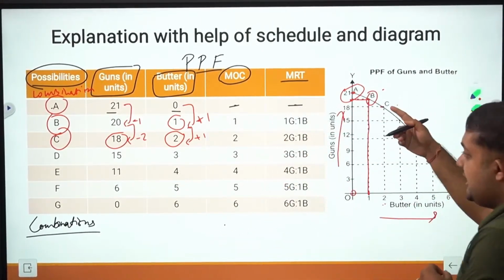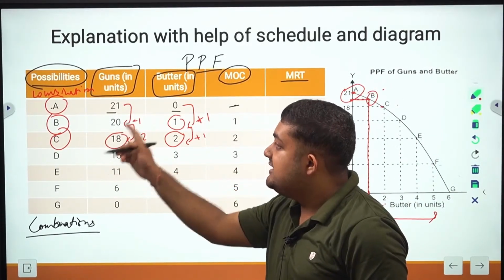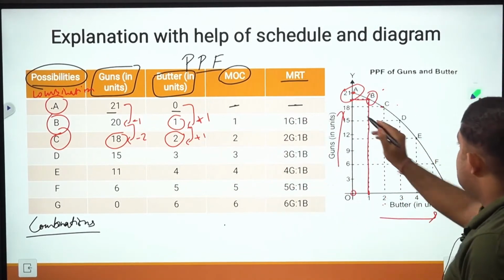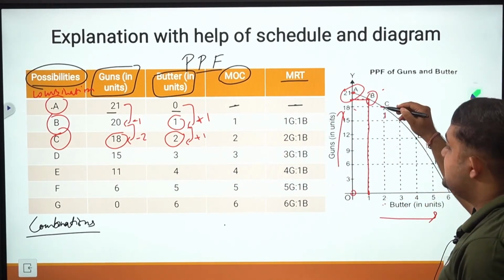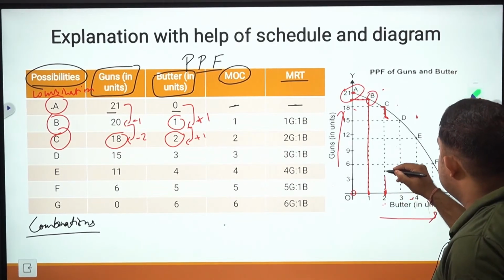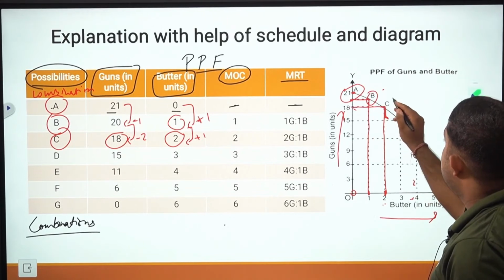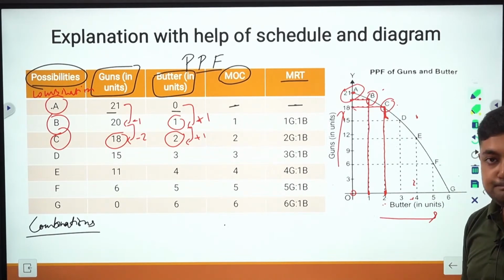So here you can see combination C, guns is 18. So this is 18, and butter is 2. So this is butter 2, just straight up here and join here, and this is our combination C.